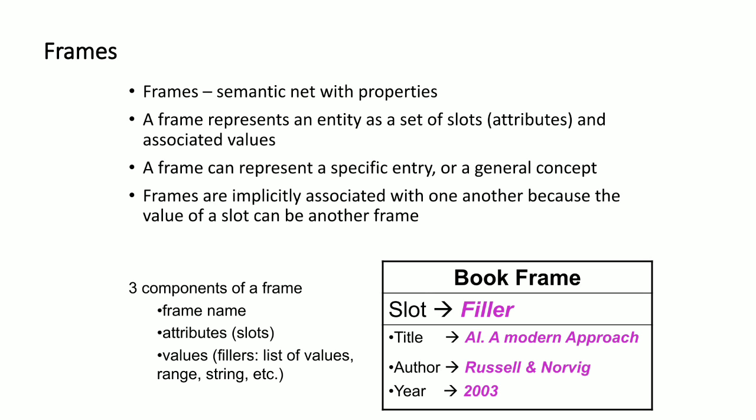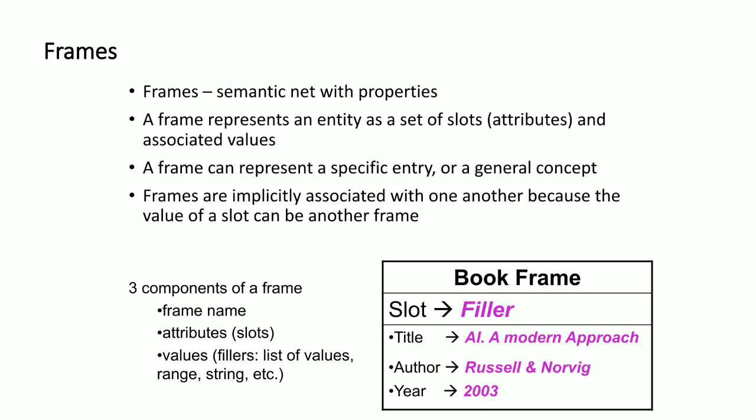Frames. Frames are semantic nets with properties. An entity is represented as a set of slots, attributes, and associated values. A frame can represent a specific entry or a goal concept. Frames are implicitly associated with one another because the value of a slot can be another frame.